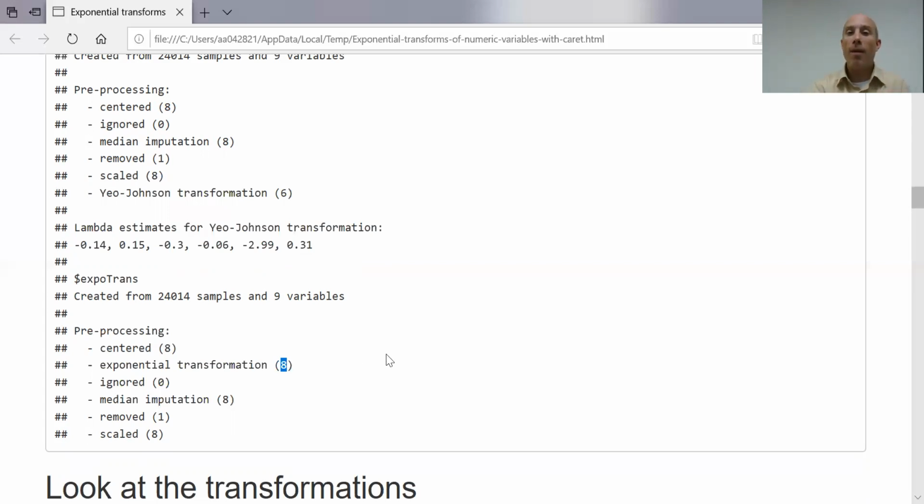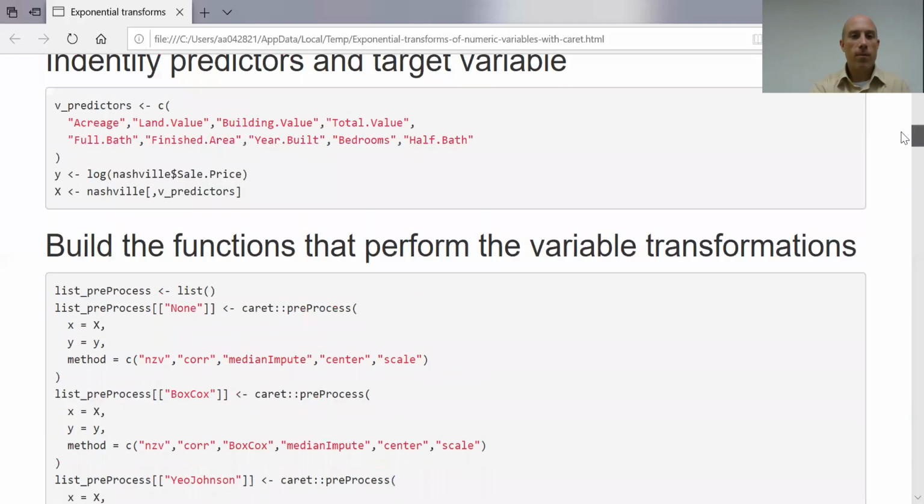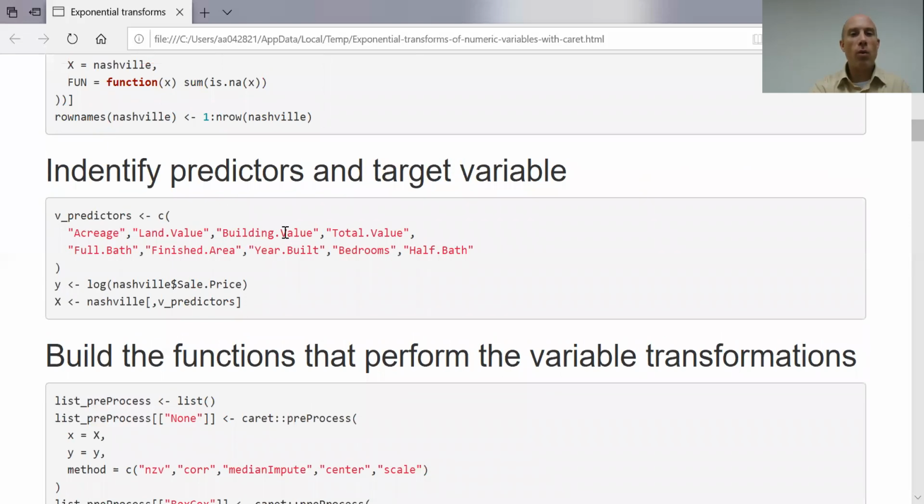Well, how many did we have? Well, let's take a look. We have 1, 2, 3, 4, 5, 6, 7, 8, 9. So it's transforming all but 1.